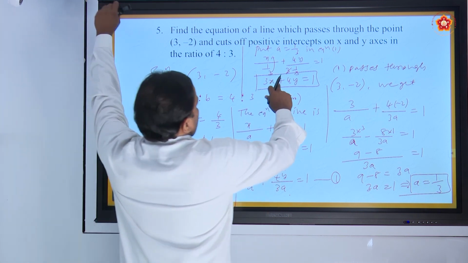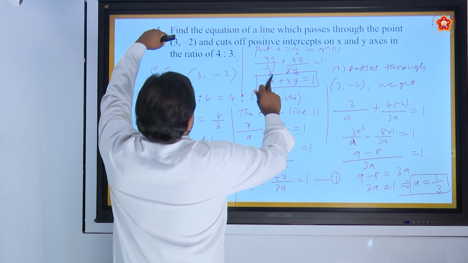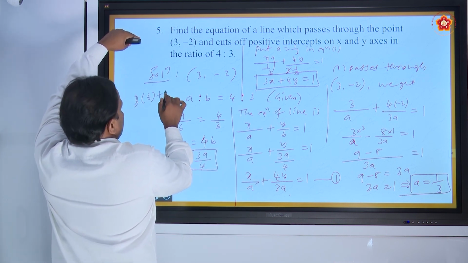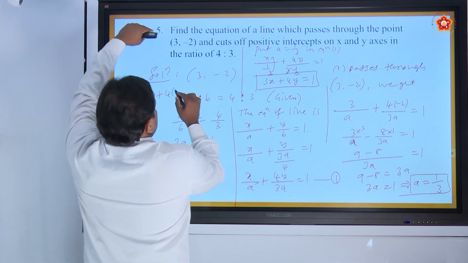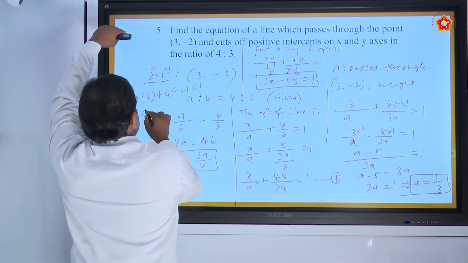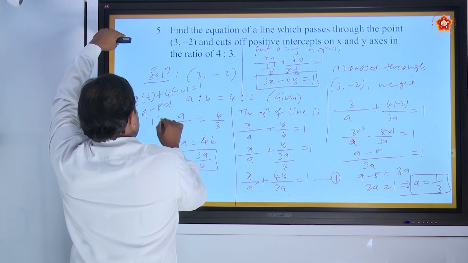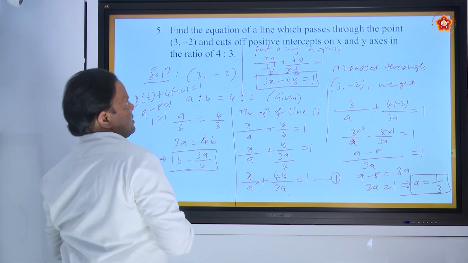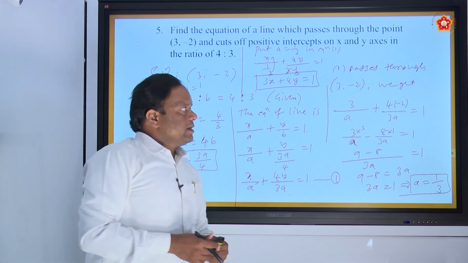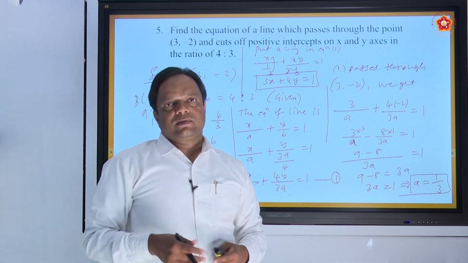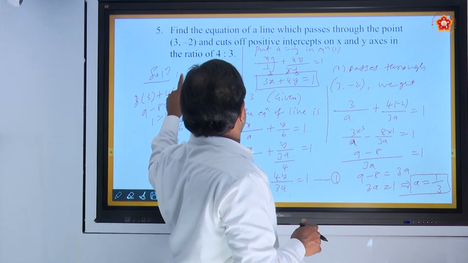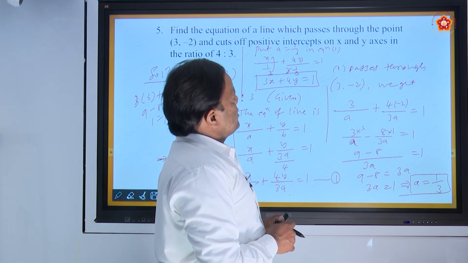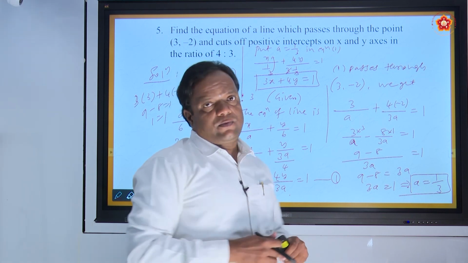Just verify that this is passing through the point 3 comma minus 2. Put x equal to 3 here: 3 into 3 plus 4 into y equal to minus 2. 3 threes are 9, minus 8 equals 1. So 1 equal to 1. The answer is correct. 3x plus 4y equal to 1 is the required equation of the straight line. The line is passing through the point 3 comma minus 2 and cuts positive intercepts on the x and y axes in the ratio 4:3.